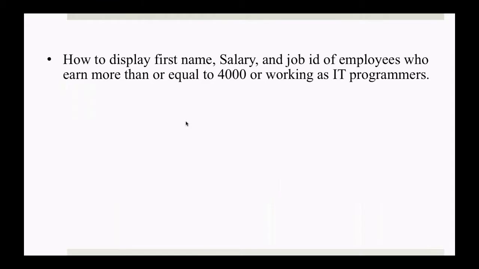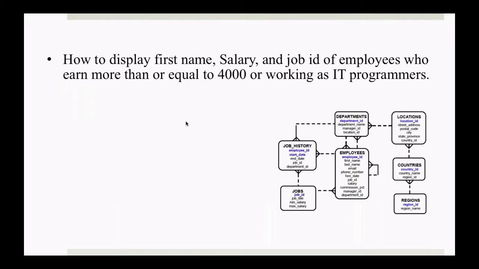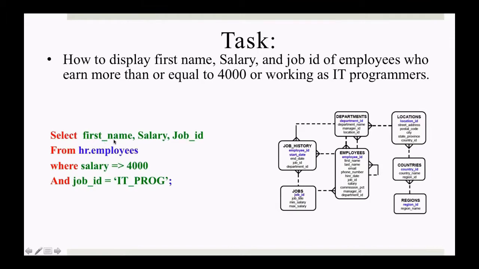Let's do this question over here first. How to display first name, salary, and job ID of employees who earn more than or equal to 4,000 or are working as an IT programmer. So the answer for this one is select first name, salary, job ID. These are the columns which we need to select, as you can see.